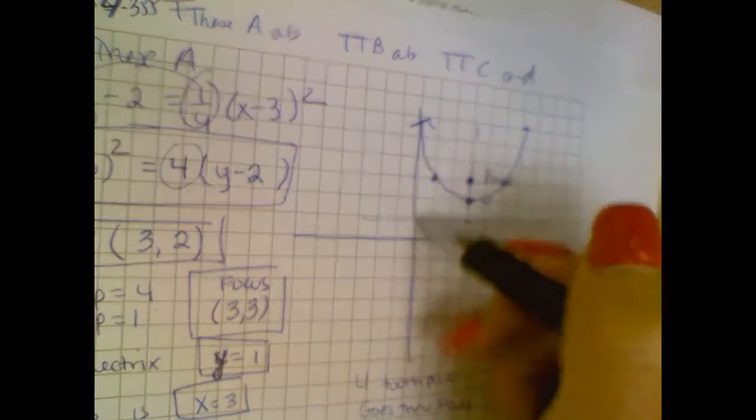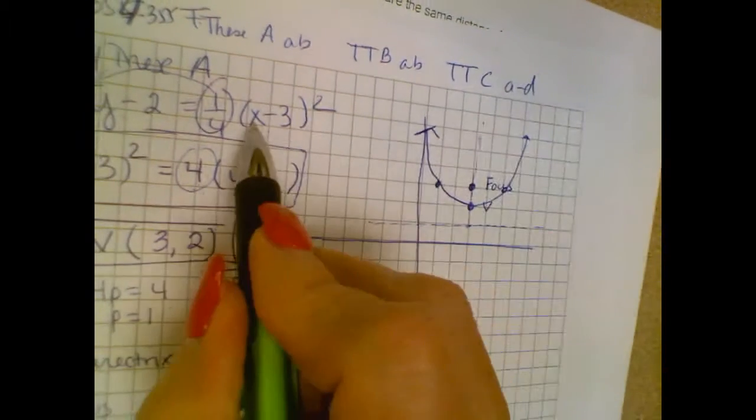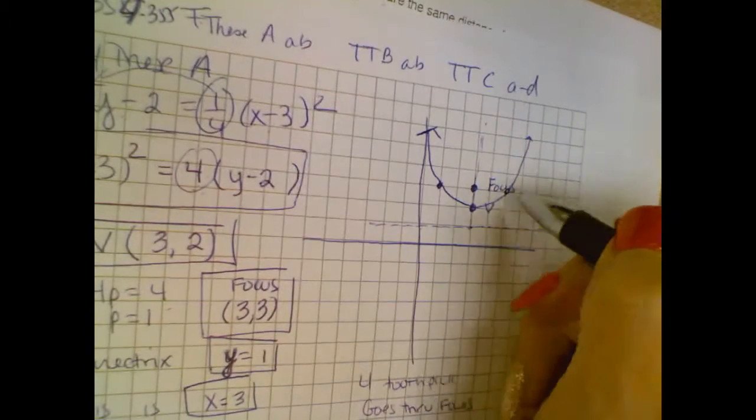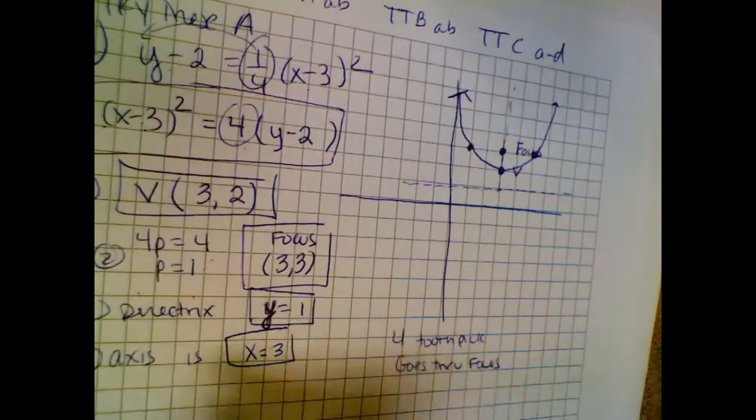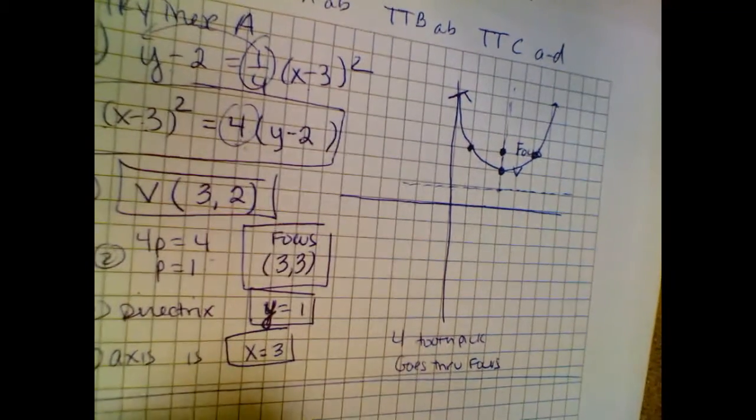Like I could plug 0 in to x right here and find y and get some points, but I really just need the 3 right now just to make a general little sketch of that. And that's number A, letter A. So now we're going to do B.